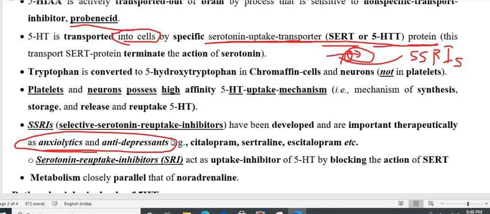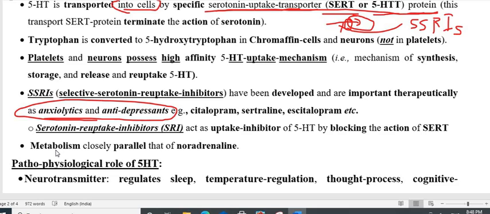So what are examples of SSRI, selective serotonin reuptake inhibitors? They inhibit the transport of 5-HT from the surrounding to within the cell and are used for the therapy of anxiety, as an anxiolytic agent, and also for reducing depression, as an antidepressant agent. The drugs are citalopram, sertraline, and escitalopram. So these drugs are used as anti-anxiety or antidepressant drugs.